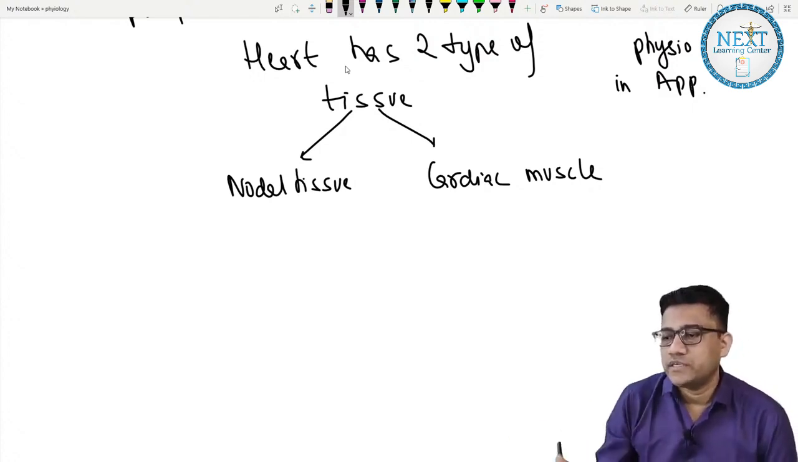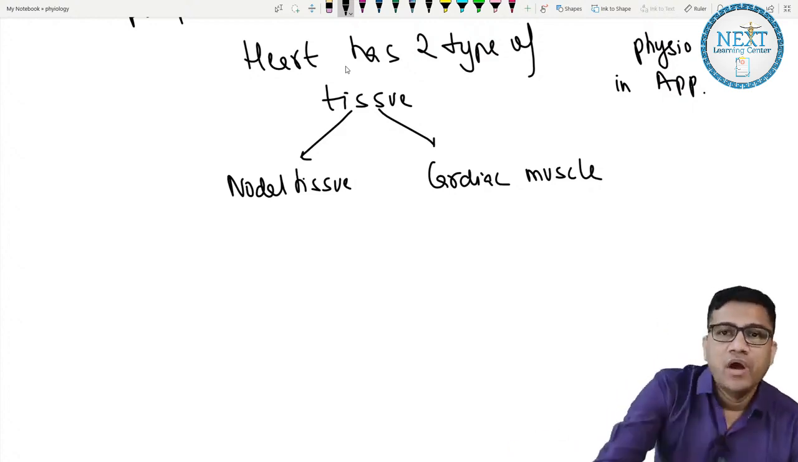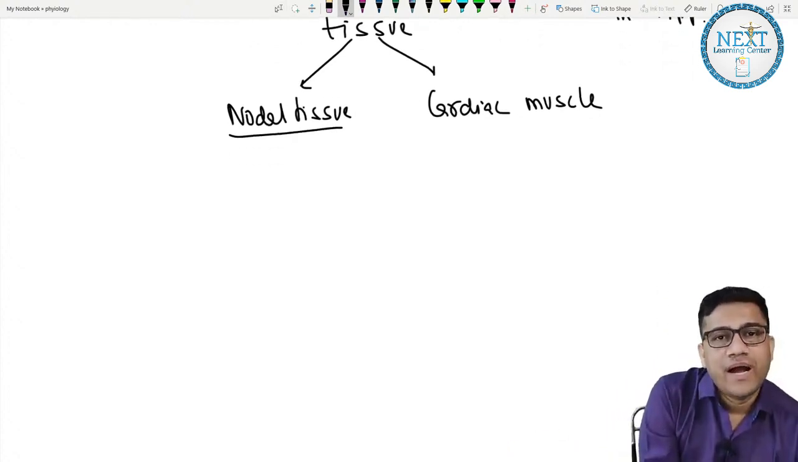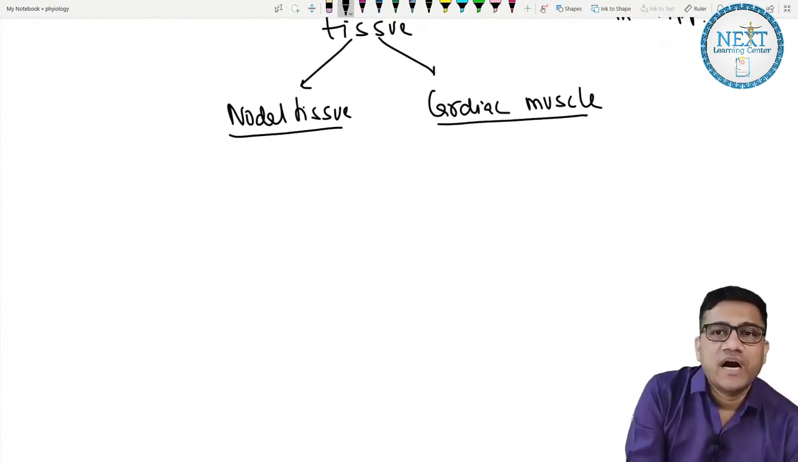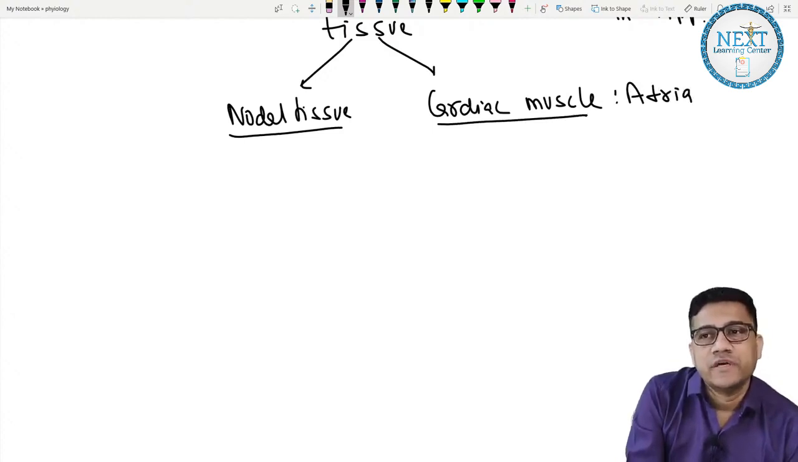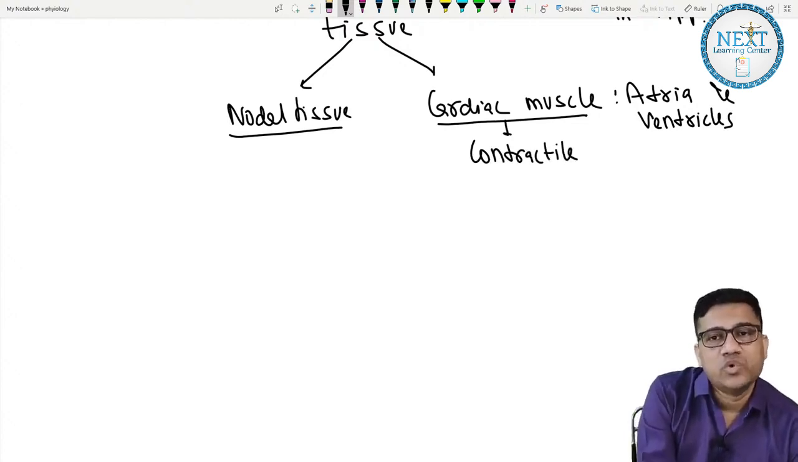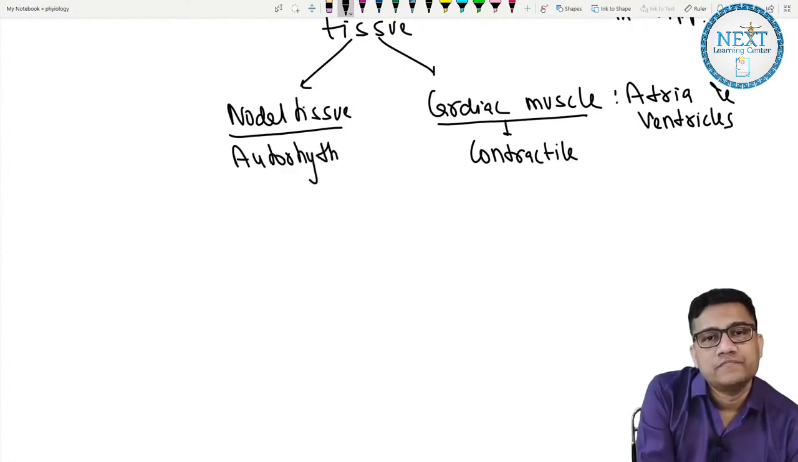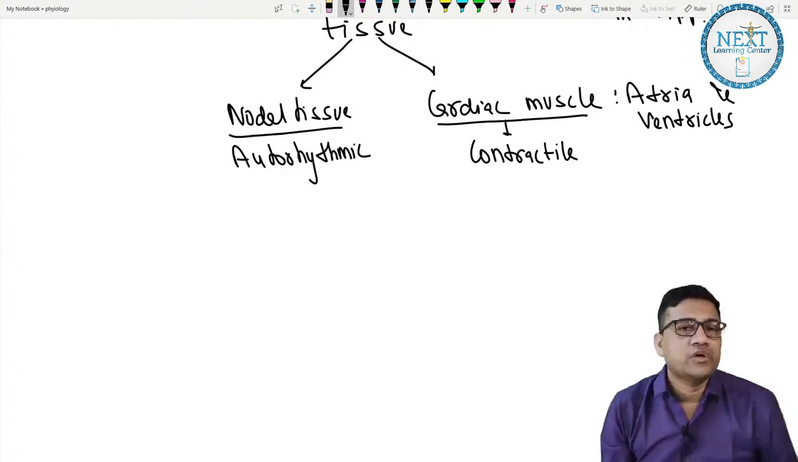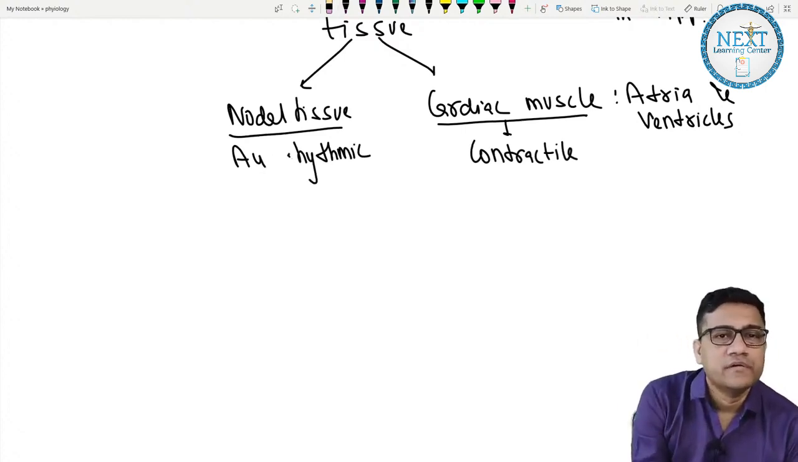So let's start. Be ready. Nodal tissue and cardiac muscle, what are the differences? Cardiac muscle is basically atria and ventricles, and they are contractile, whereas nodal tissues are autorhythmic.